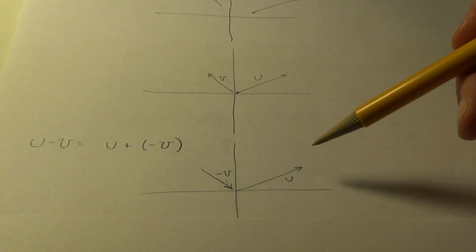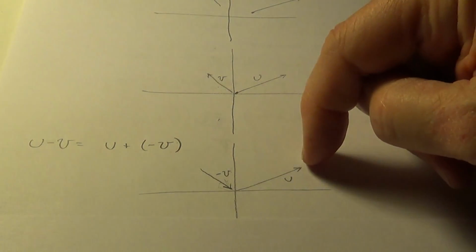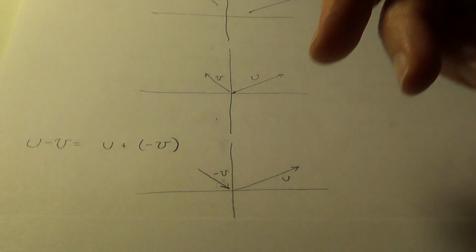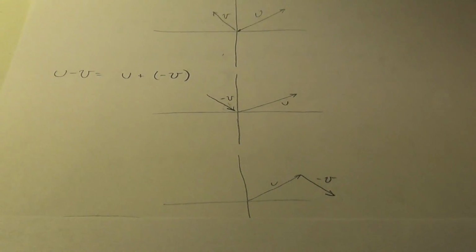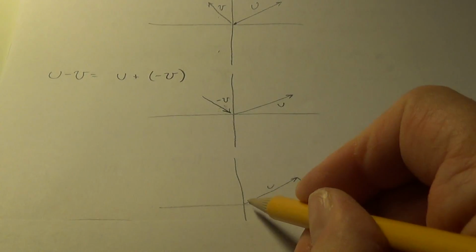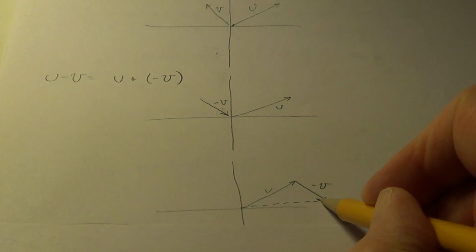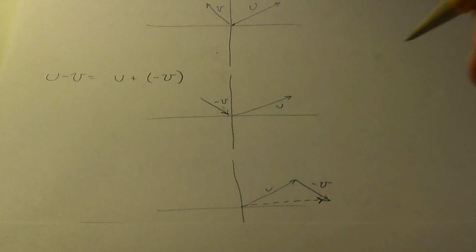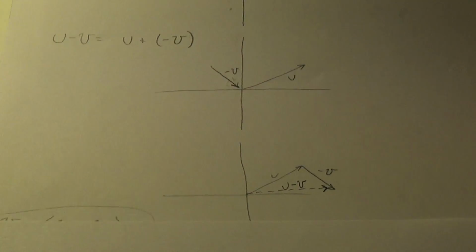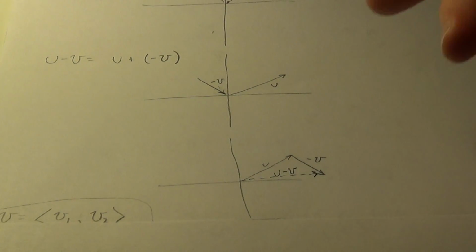And now I'm going to add those two just like I did before. I'm going to leave u by itself, unaltered, and I'm going to move this one so that the tail is on the head of vector u. So when I move it over, I'm going to put it over here and it looks like this. And the resultant is drawn from the origin to the head of the second vector. And that is u minus v. Right there.